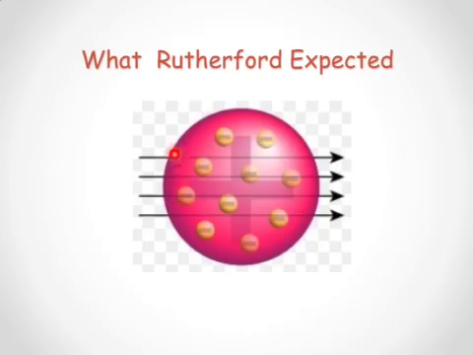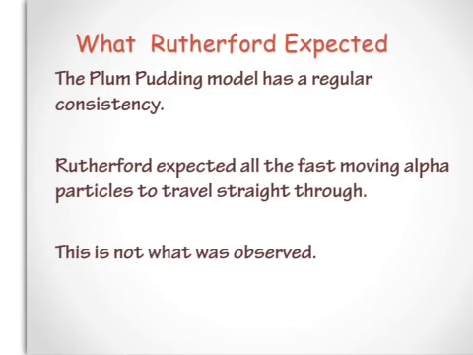With Thomson's atomic model as the underlying assumption, this is what Rutherford expected. He expected that these alpha particles would just go straight through the atom, undeviated. What Rutherford expected: the plum pudding model has a regular consistency. Rutherford expected all the fast-moving alpha particles to travel straight through. This is not what was observed.